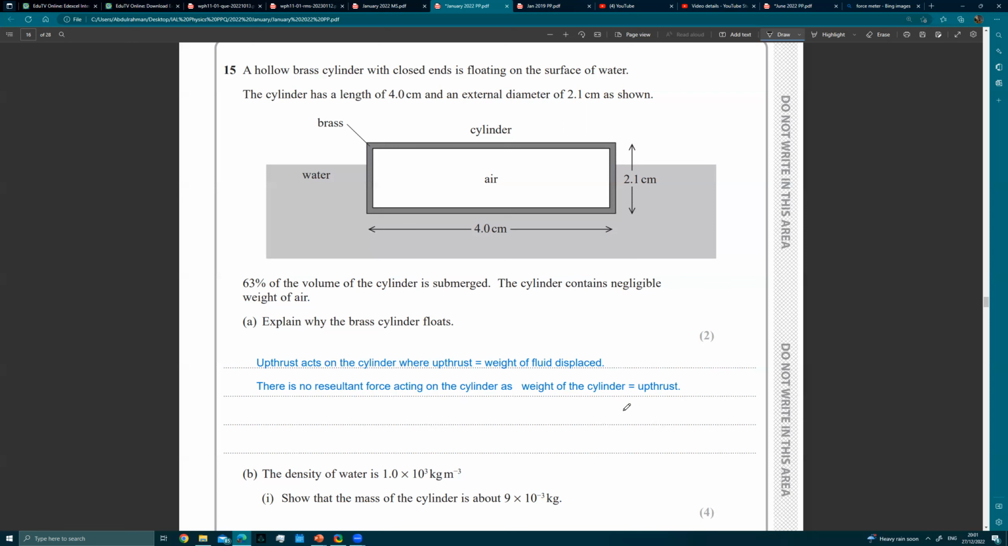Sir, how do we get the volume of a cylinder? Do they give it to us in the exam? No, you have to memorize the equation for the volume of the cylinder, which is pi r squared multiplied by the length. Okay.